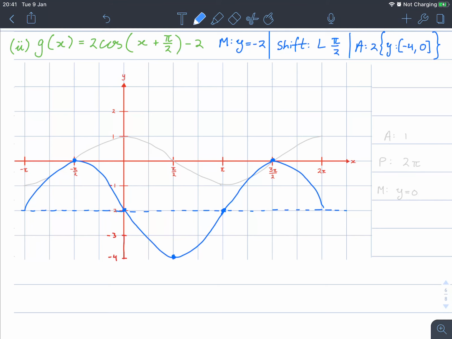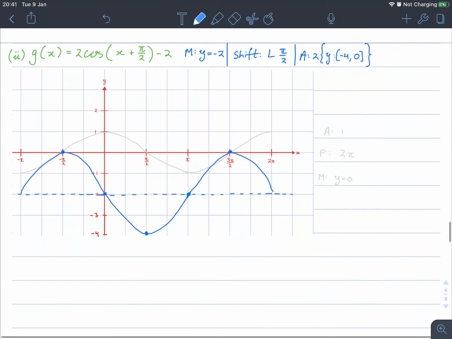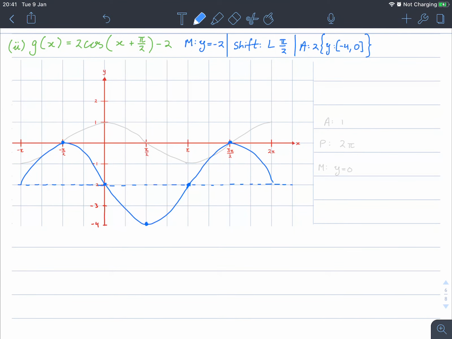There we go. And that is the function graph of g of x equals 2 cosine of x plus pi on 2 minus 2.